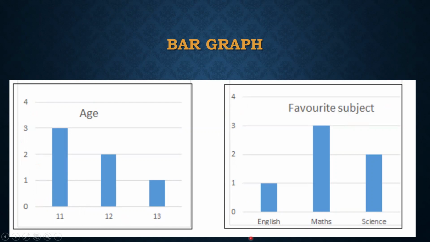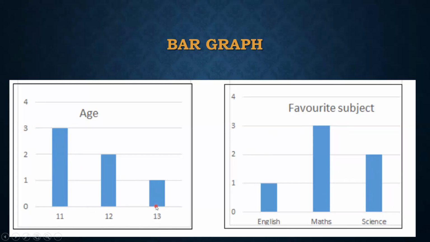So it's obviously seen that for English only one person, maths three people, and science two. When you come to the age graph, three people were 11 years, two people were 12, and one person was 13 years. So this is how the bar looks like. Here is the width of the bars. They are the same. The width must always be the same.